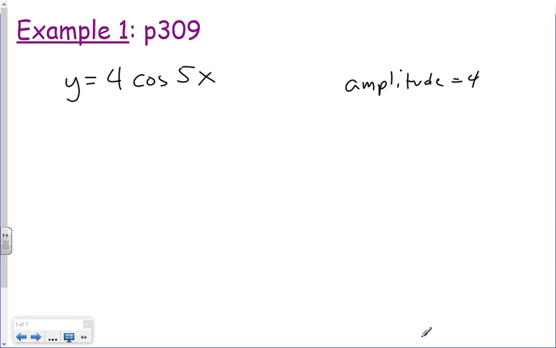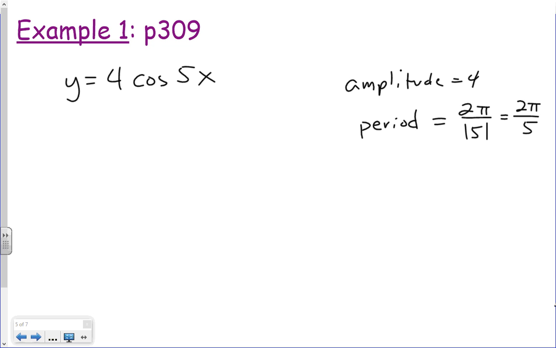And the 5, that's a horizontal dilation factor there, and that means 5 is actually affecting our period. So the period of this thing, now because this is in radians, instead of being 360 degrees divided by the absolute value of b, it's going to be 2 pi. We're converting over to radians for this. So 2 pi divided by the absolute value of 5. I guess I can write it that way. Of course, the absolute value of 5 is just 5, so 2 pi over 5 is the period of this function.